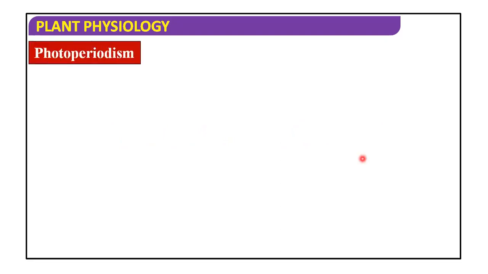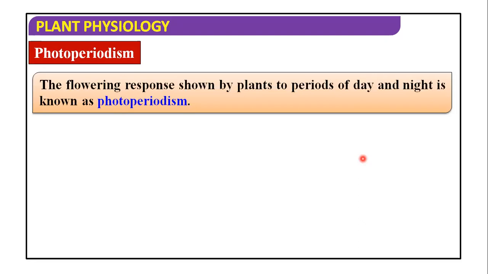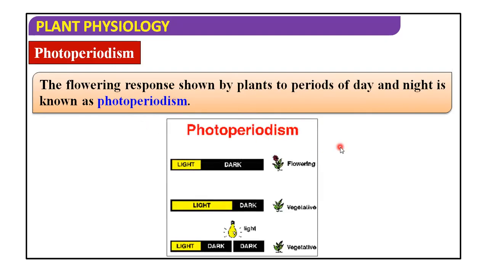See what is photoperiodism. As we know that in higher plants like angiosperms, the sexually reproducing organ is the flower. So, the flowering response shown by plants to periods of day and night is known as photoperiodism. This photoperiodism is nothing but the influence of light. This diagram is very important, as it shows three types of photoperiodism, that is short day plant, long day plant and day neutral plant. I am going to explain it later.